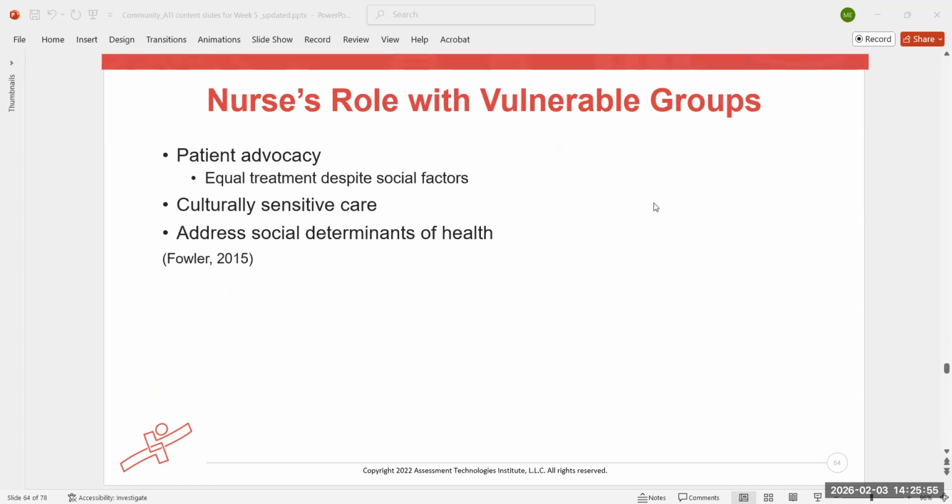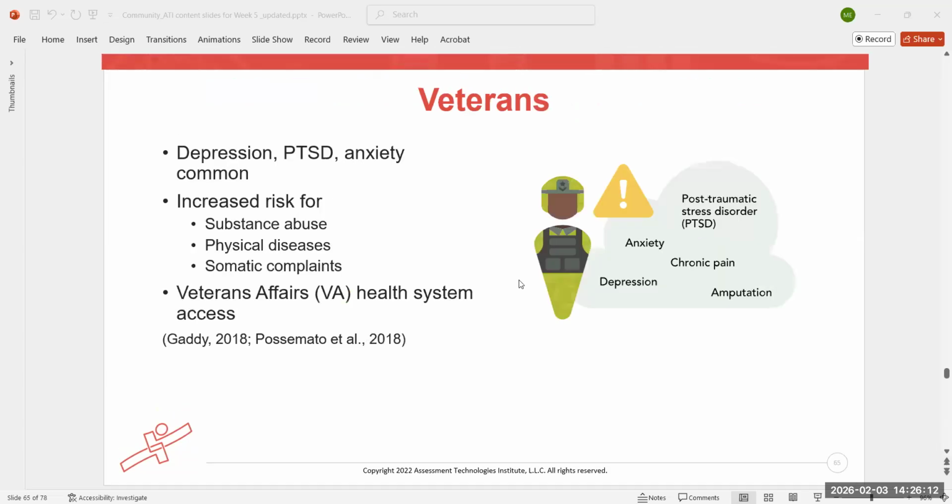Nurses' role within vulnerable groups. We're going to advocate for equal treatment despite the societal factors or things that could threaten one's health. We're providing culturally sensitive care. We're being respectful, and we're addressing those social determinants of health that are present.